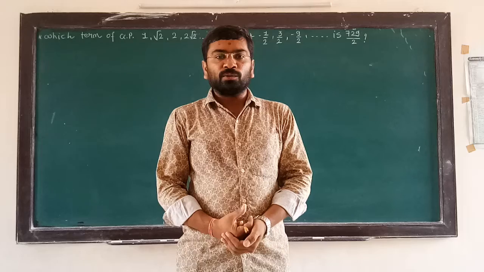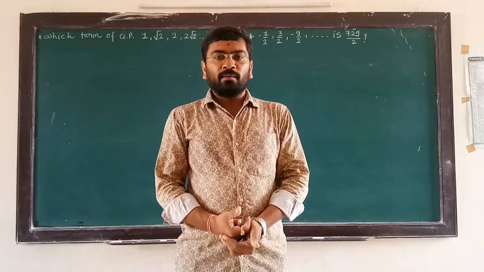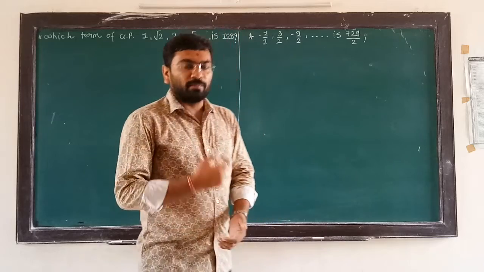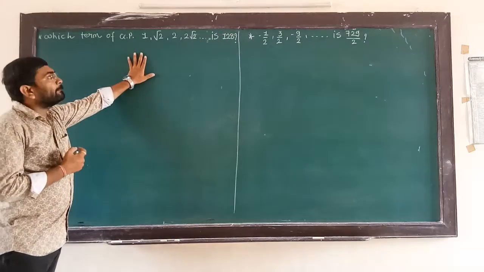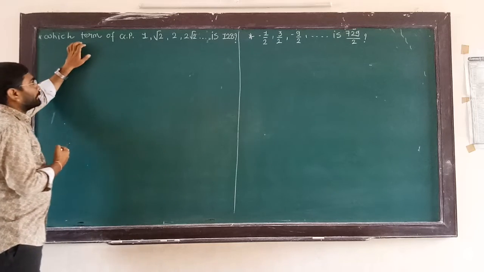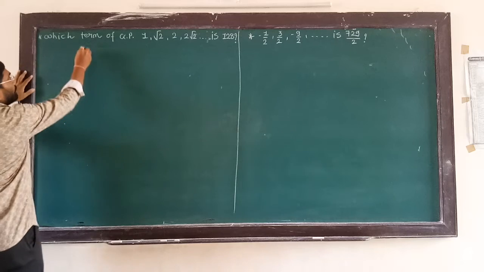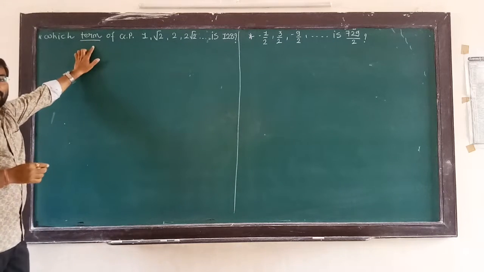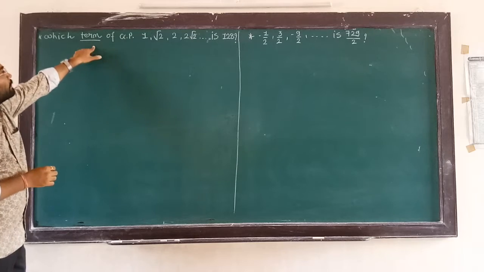Now we are going to learn another method of geometric progressions. In this method we are finding a number of terms. Here, which term means we can find a term number, that is n, to find.